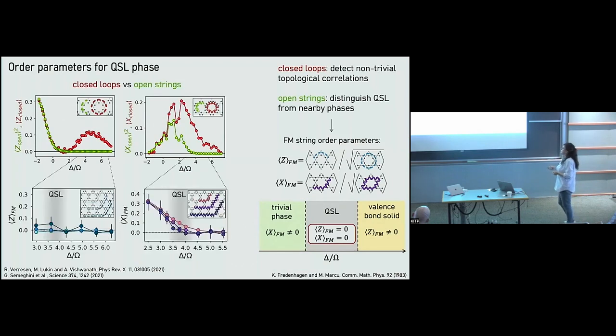So we measure this in the experiment, and here I'm plotting both the Z and X order parameters, and you see that we can identify a range of detunings where the 2 order parameters are 0, whereas the closed loop expectation values are finite. And so this is where we identify the onset of a quantum spin liquid phase.